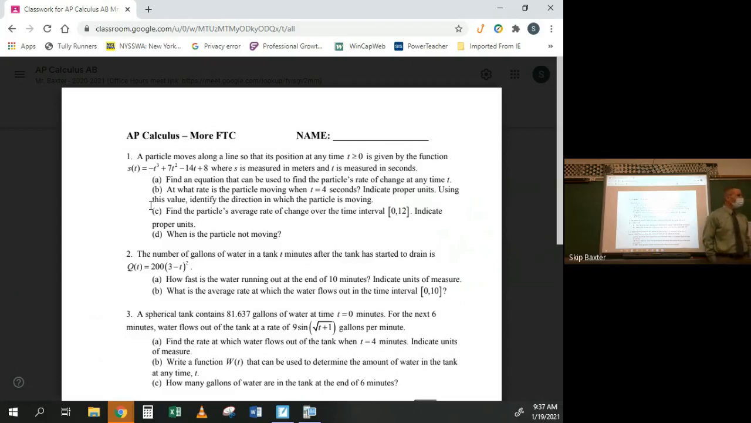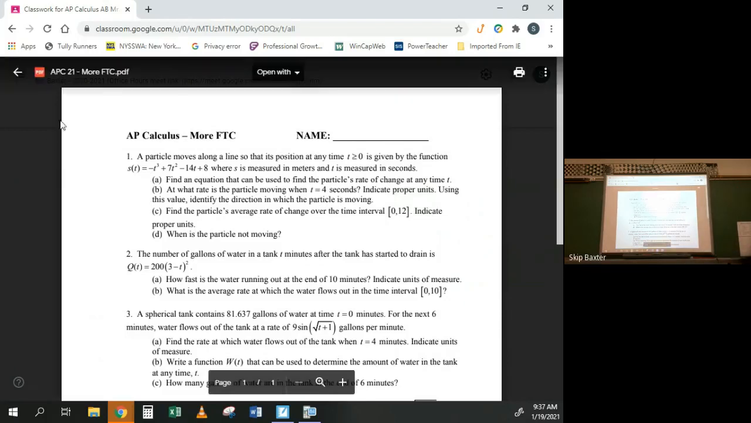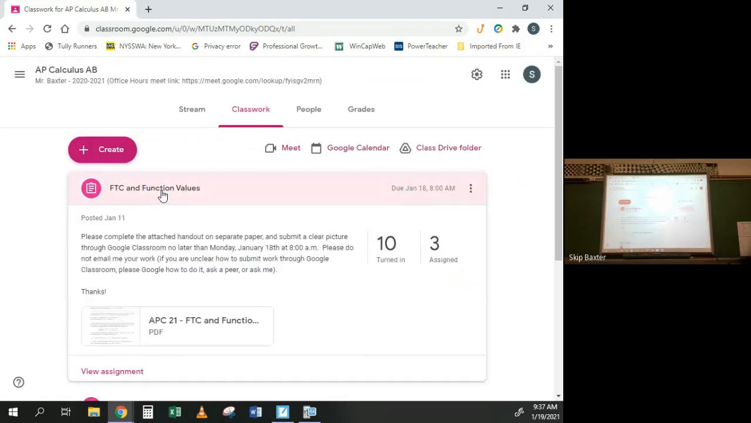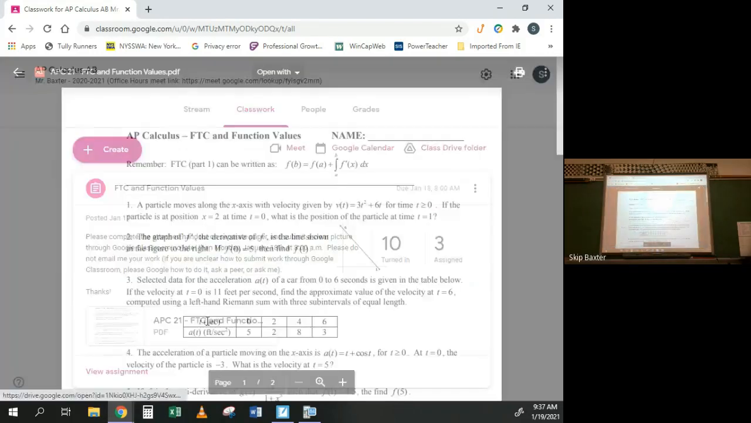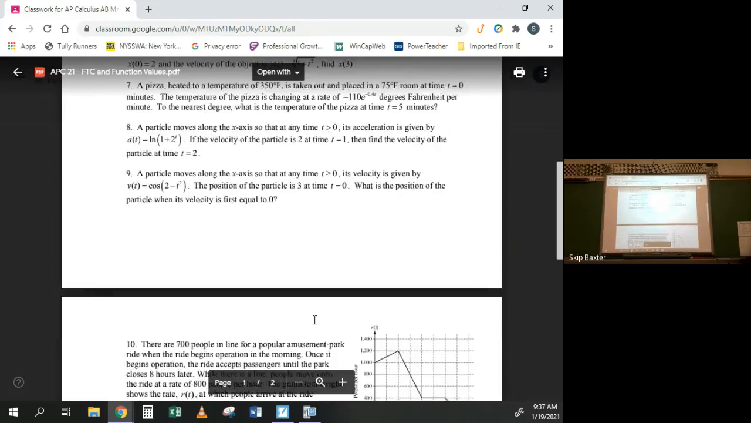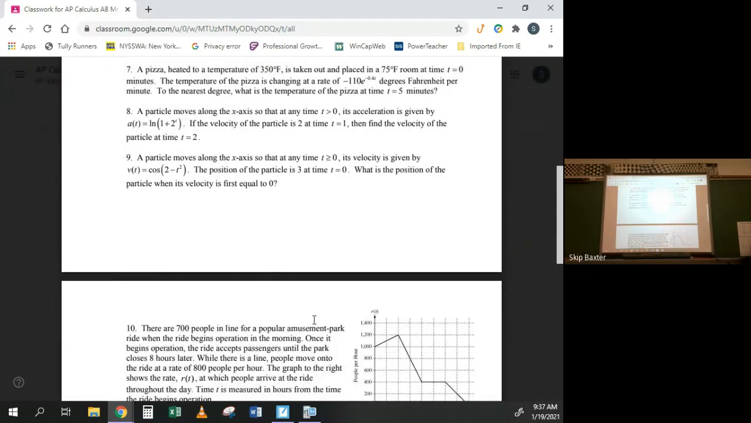Other questions? Yeah, John? Number 9 on FTC function values. Okay. So this says a particle moves along the x-axis so that at any time t, its velocity is given by this function. It says the position of the particle is 3 at time 0. What's the position of the particle when its velocity is first equal to 0?